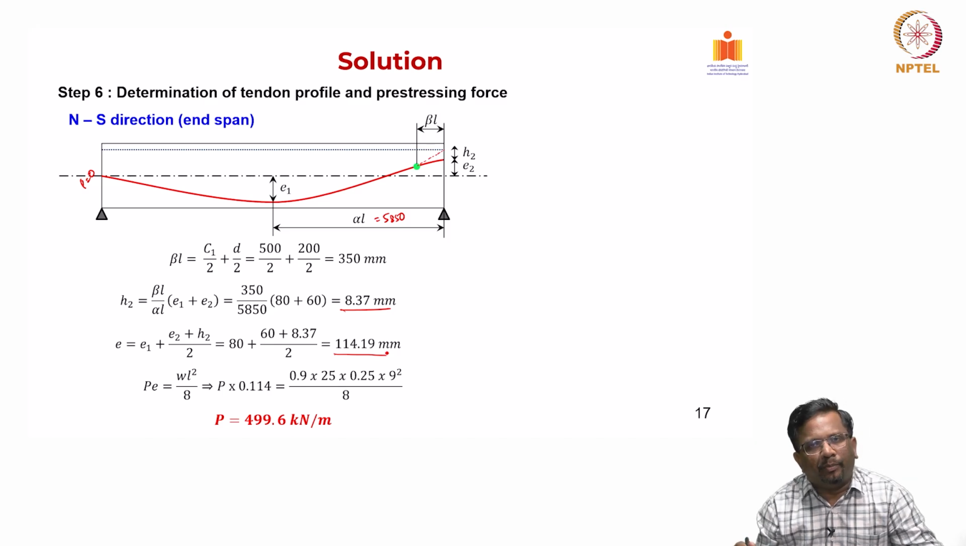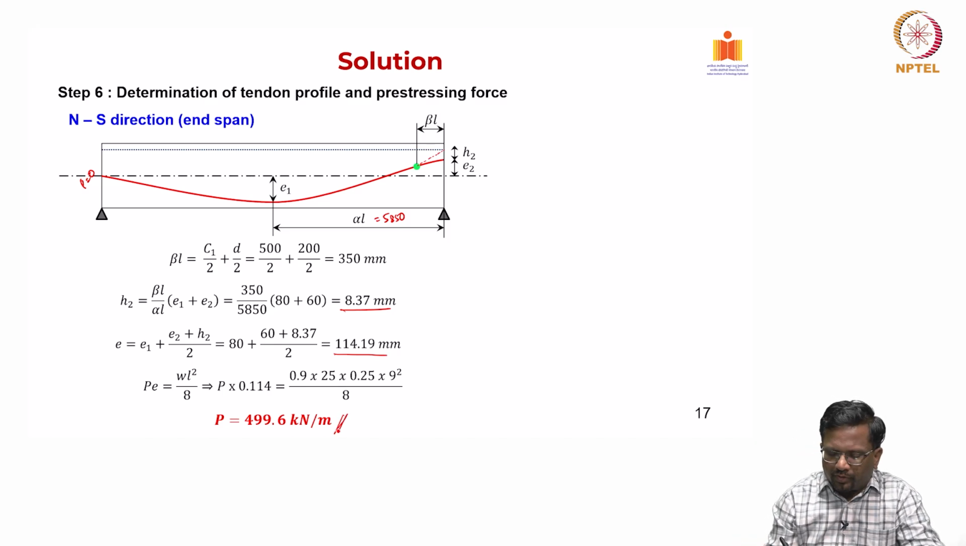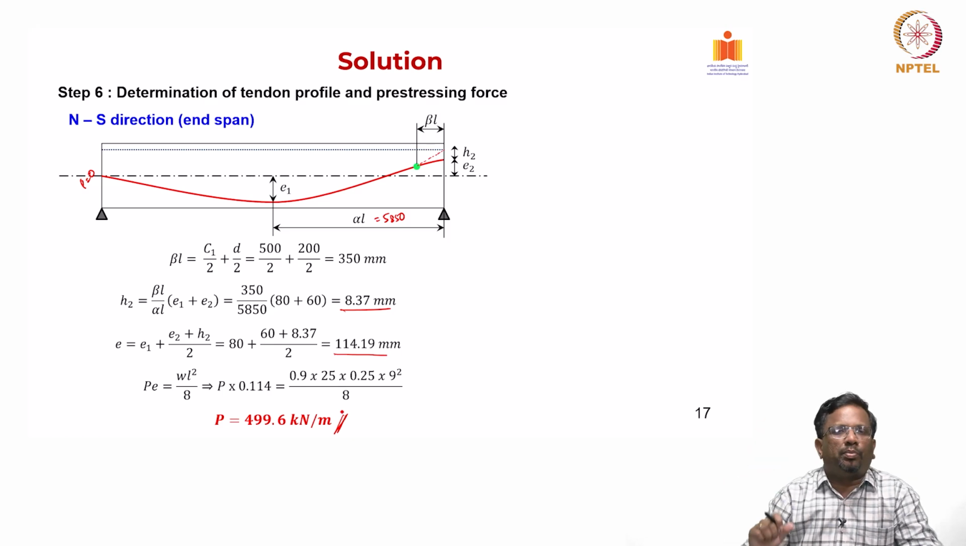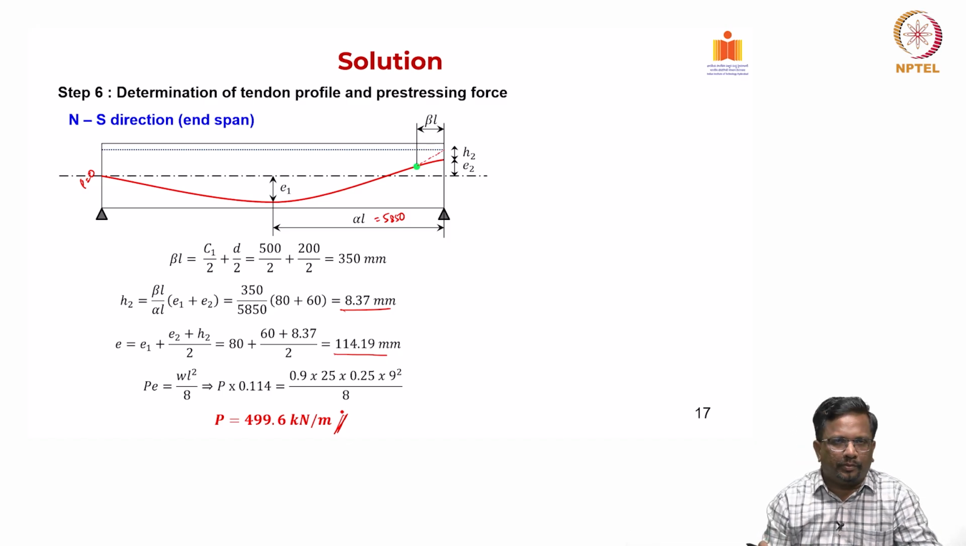Again, 90% of the dead load has to be balanced. So, you find in the north-south direction I need more, because my allowable eccentricity is less. I need to put more pre-stressing, which roughly works out to be 500 kilonewton per meter.